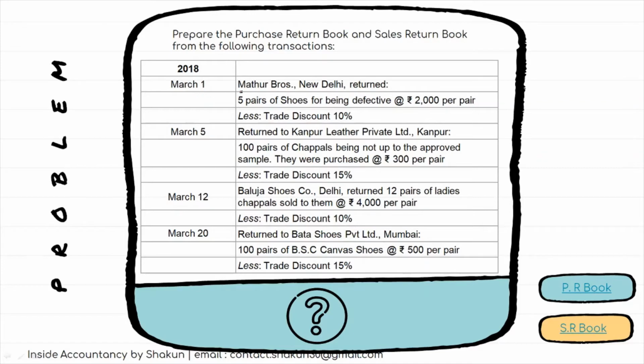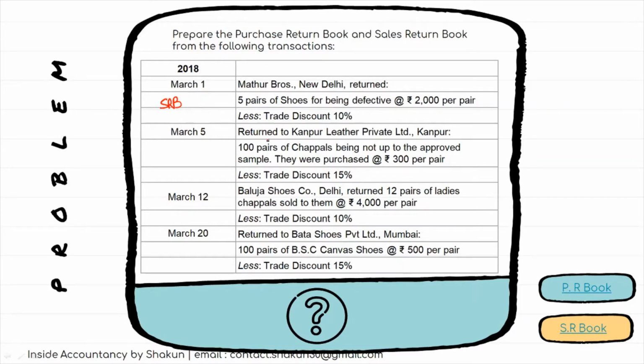So the first transaction is Mathur Brothers, New Delhi, returned 5 pairs of shoes for being defective at 2,000 per pair, less trade discount. So Mathur Brothers, New Delhi, returned. They returned to us. That means they are returning to us. The goods are coming in. These are sales return. We would have made the sales to Mathur Brothers. Now the goods are being returned to us. So this entry will be recorded in the sales return book.